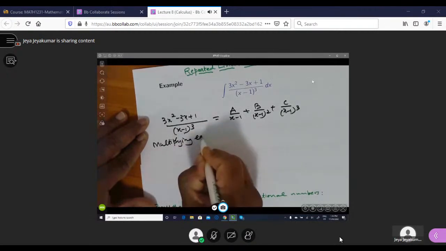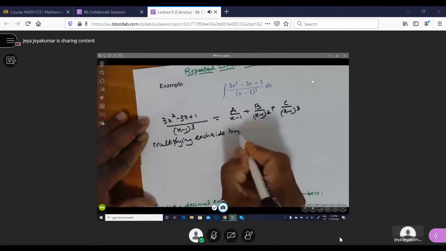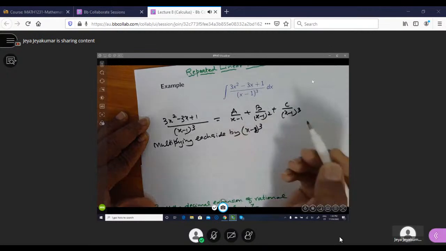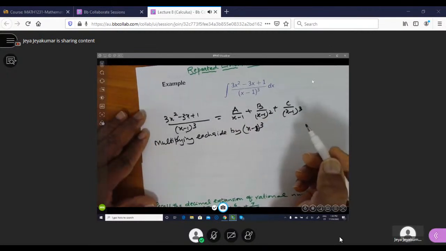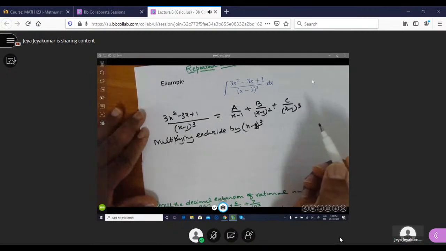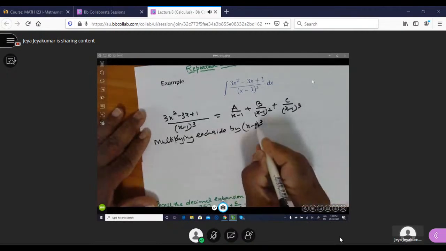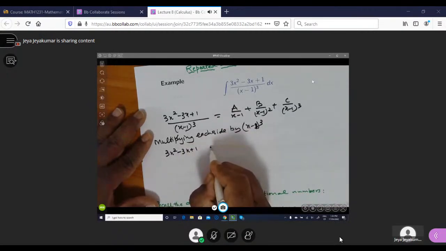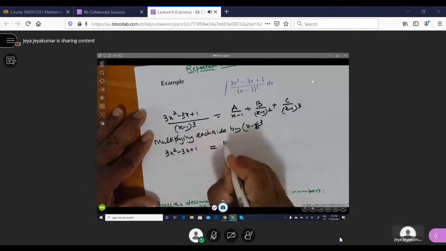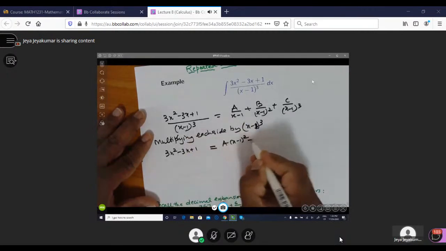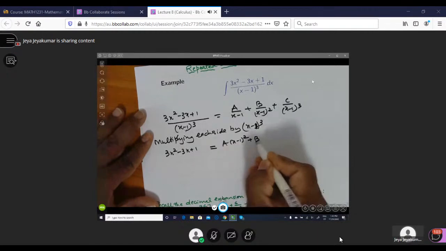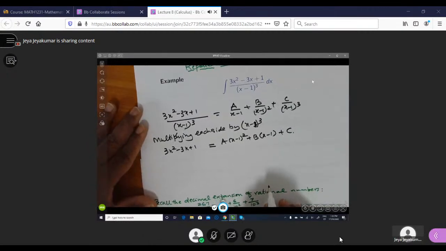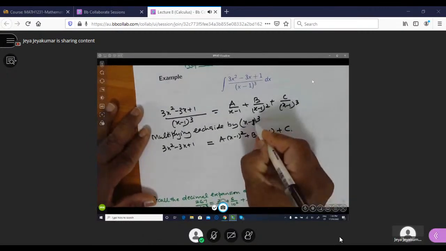Multiplying each side by x minus 1 cubed. So in this way, you clear all the fractions. So then we get 3x squared minus 3x plus 1 equals, when you multiply by x minus 1 cubed, a times x minus 1 squared, plus b times x minus 1, plus c.